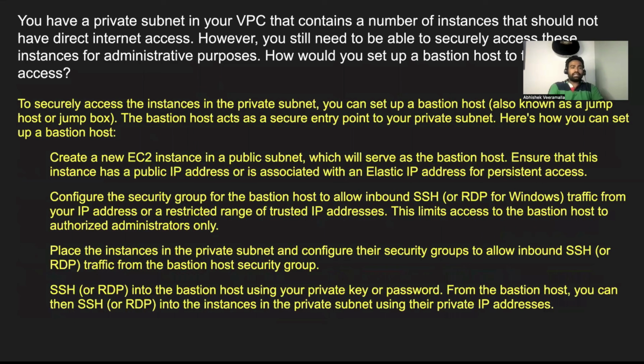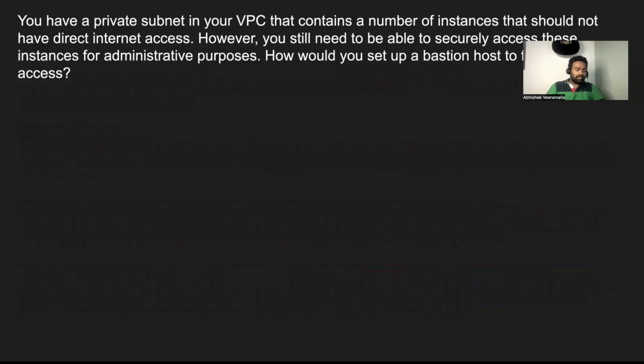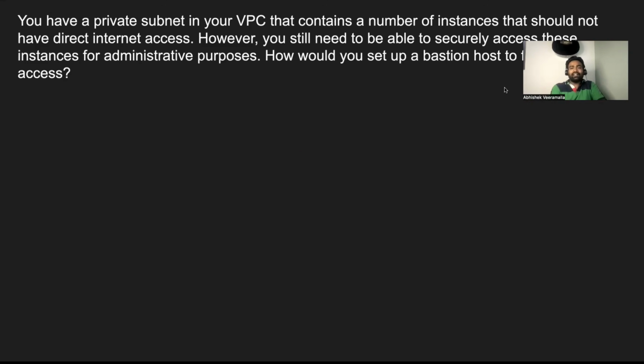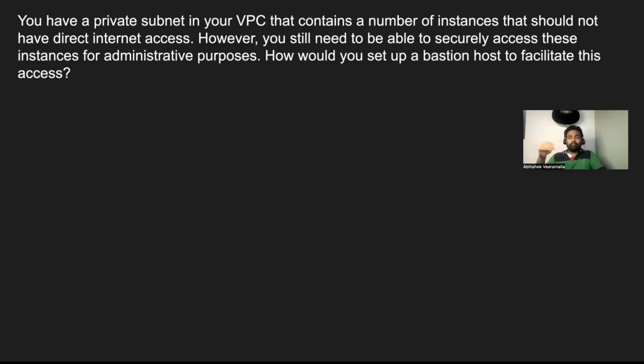Okay, so next is the last question, and this question is basically, you have a private subnet in a VPC that contains a number of instances that should not have direct internet access. However, you still need to be able to securely access these instances for administrative purposes. How would you set up a Bastion host to facilitate the access?